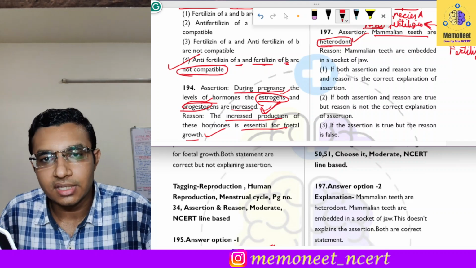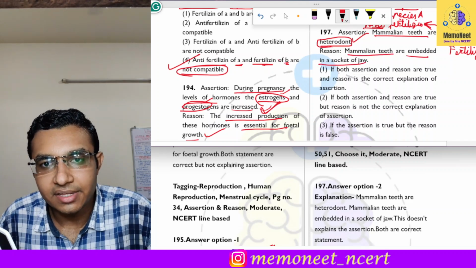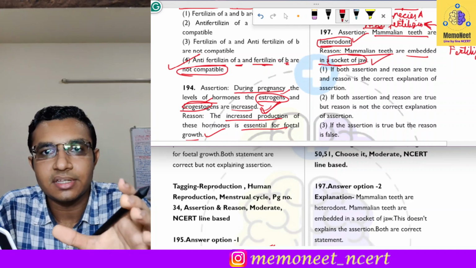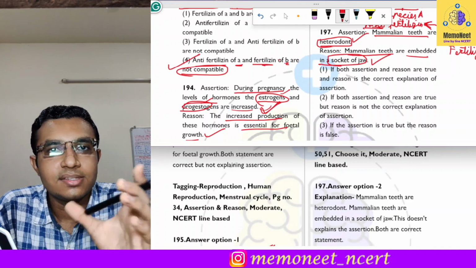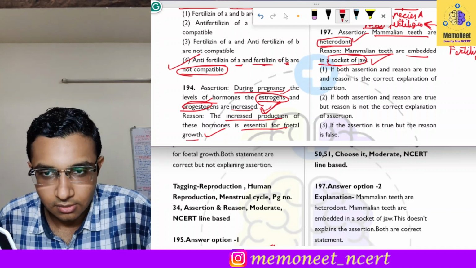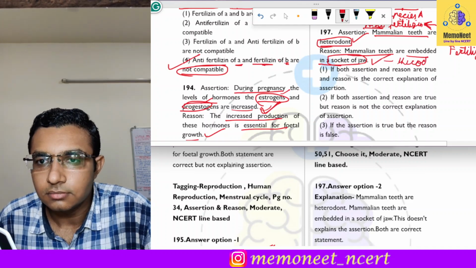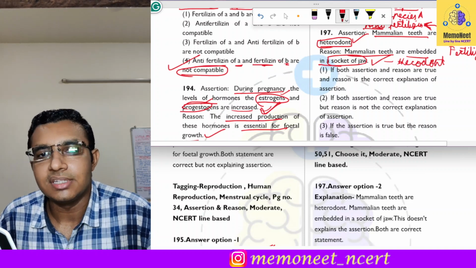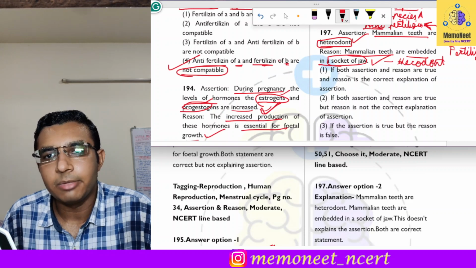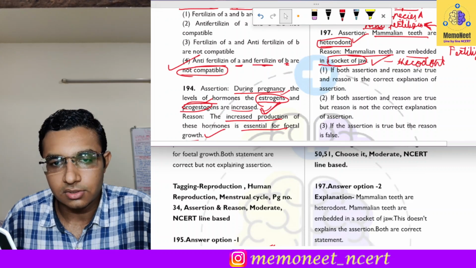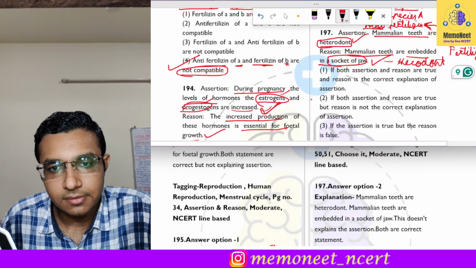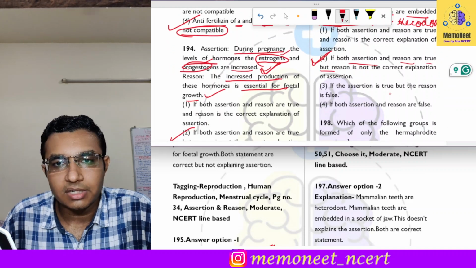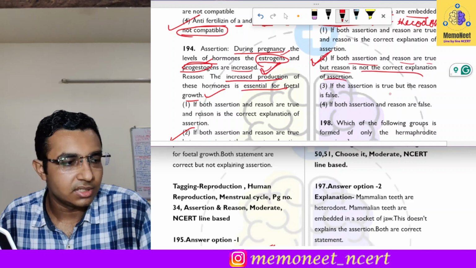Now the reason given here is that the mammalian teeth are embedded in the sockets of the jaw. So the reason is also correct because the teeth are present in sockets, and that is known as thecodont. The reason is correct, but the reason is not explaining why the mammalian teeth are called heterodont. Okay, so here the correct answer of this question will be option 2, that is, the assertion and reason are true, but the reason is not the correct explanation of the assertion.